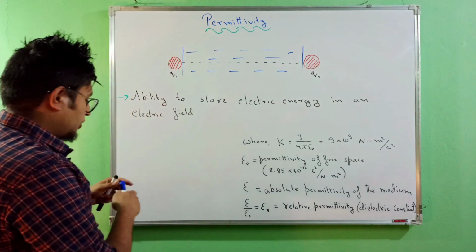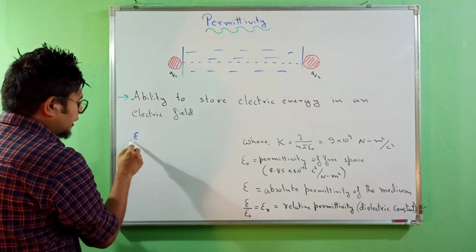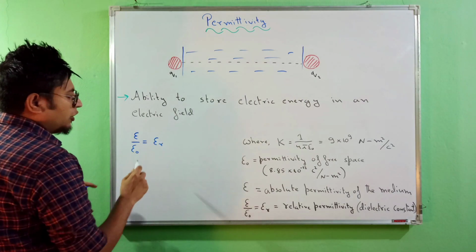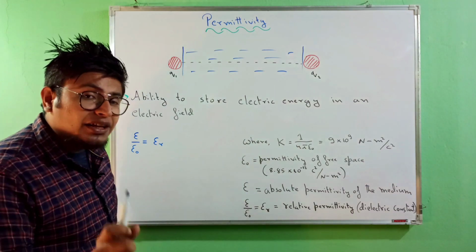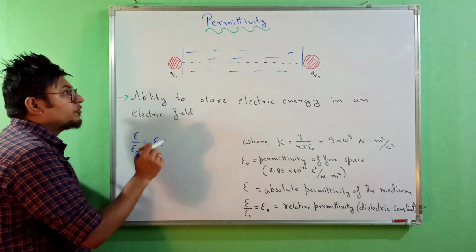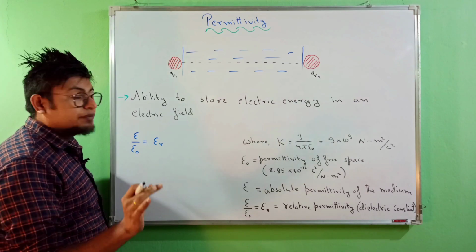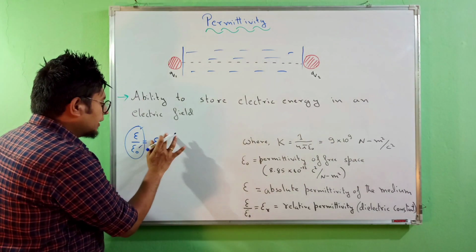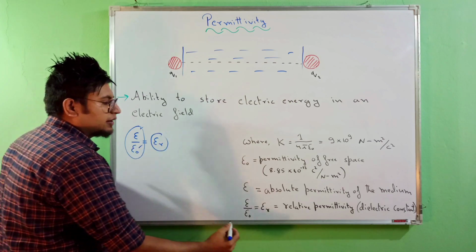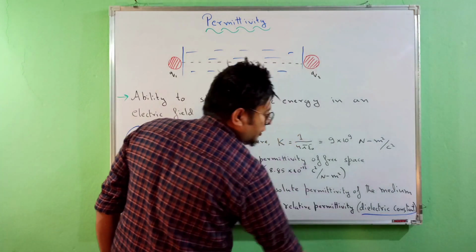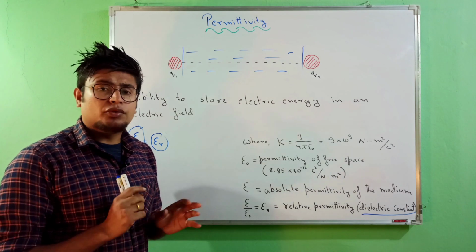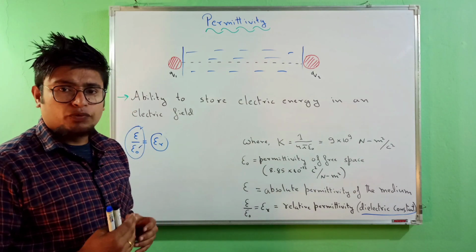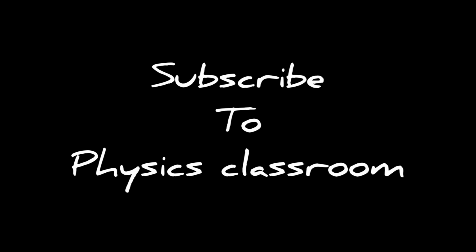And this epsilon divided by epsilon naught gives you epsilon r, where epsilon r is the relative permittivity of the medium. Relative permittivity of the medium. This epsilon r is also known as the dielectric constant. This epsilon r is also related to the capacitance, which you are going to understand as we go on with the lecture.